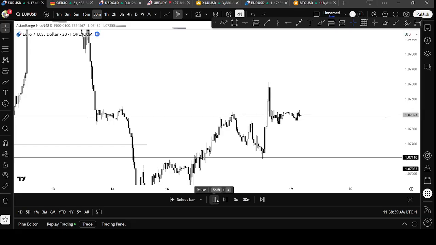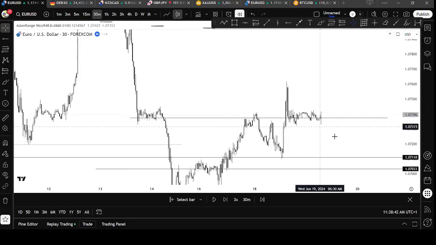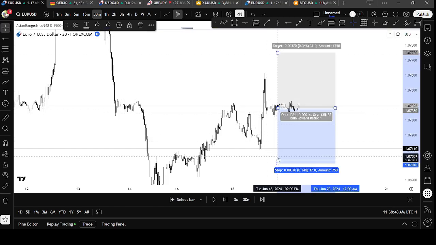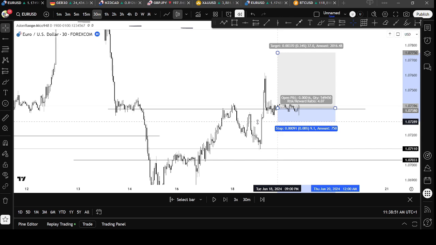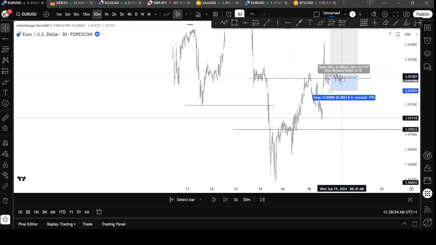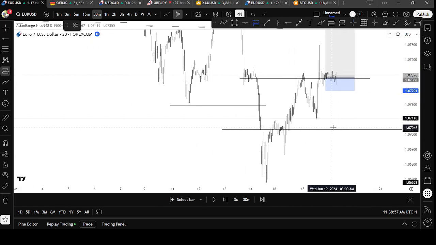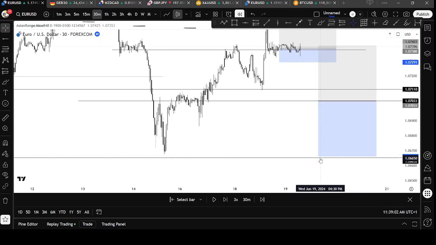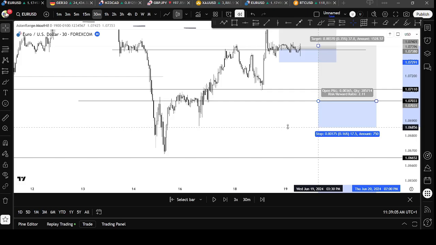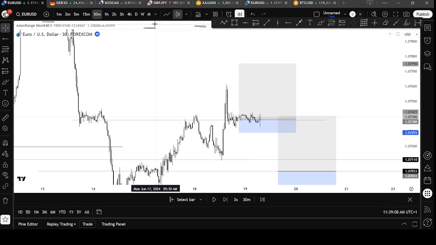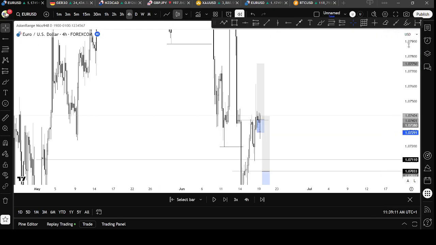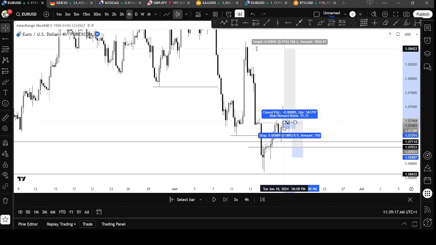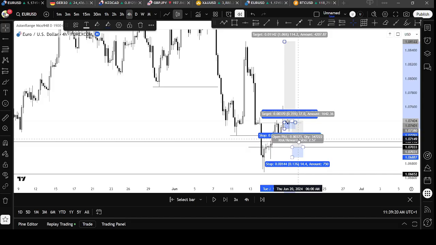So I'll now be looking for confirmation to buy. The first place I want to buy from is this zone after the break. The second place I would want to buy from will be this key level here that I drew from the daily time frame. My stop will be here. Let me go to 4 hours. I'll target this high because I'm expecting the price to buy.